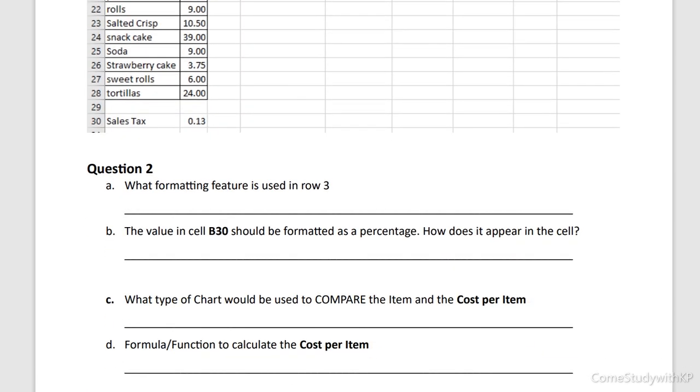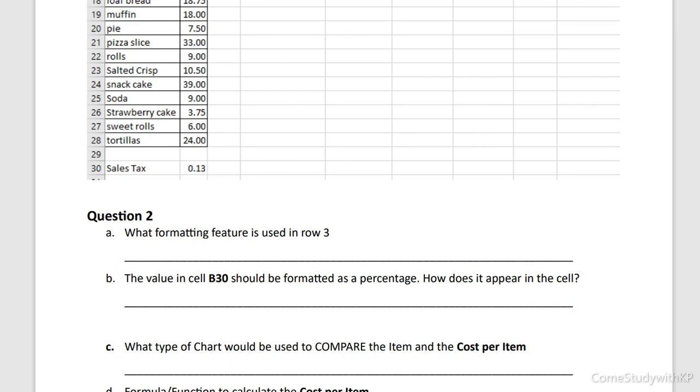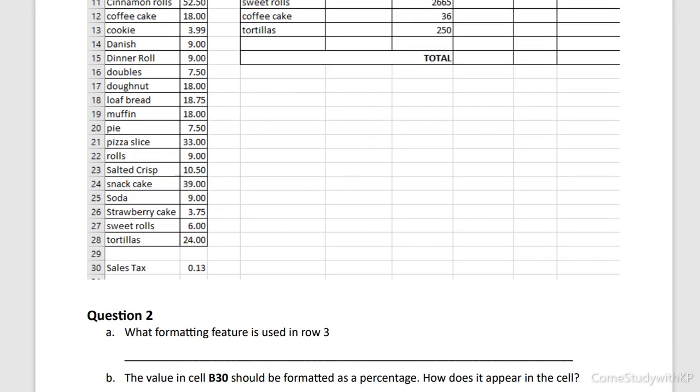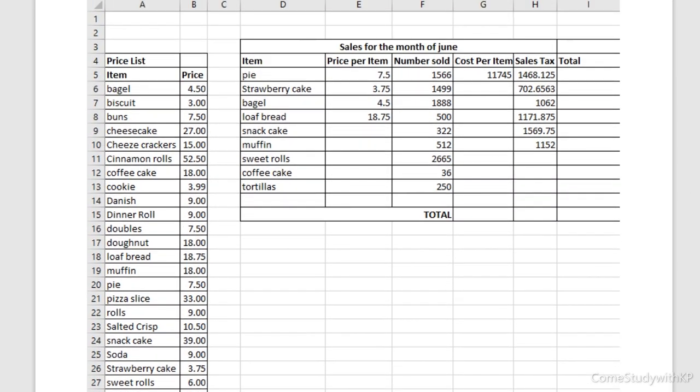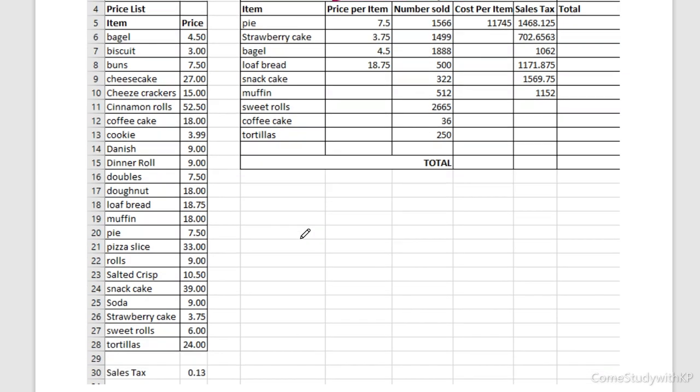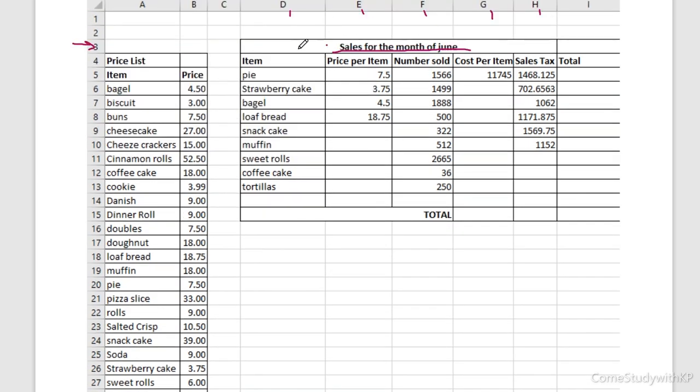What formatting feature is used in row 3? So we look for row 3. This is row 3. And we look here. What formatting feature is here? So we notice you have 1, 2, 3, 4, 5 columns. And we're not seeing any lines here. So we'd say formatting features used here are what?